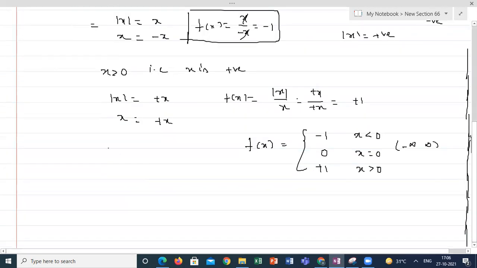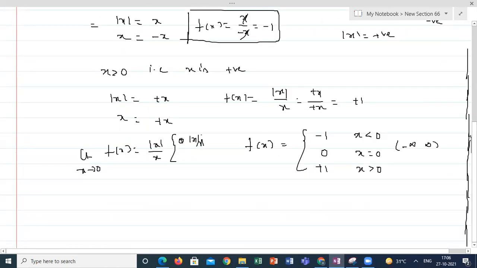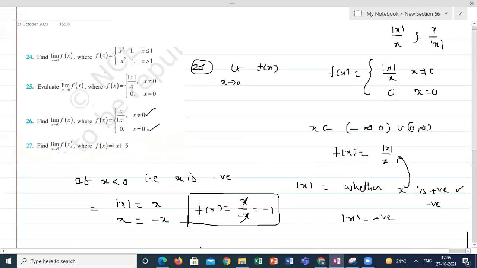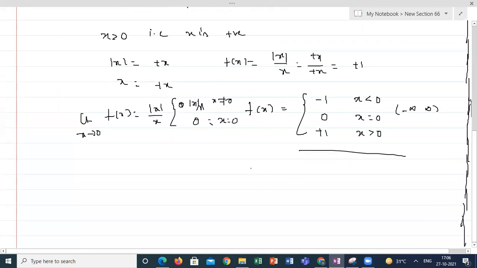So wherever you are getting f of x is equal to mod x by x and limit x tends to 0, they will say it like this: mod x by x for x not equal to 0, and 0 when x is equal to 0. When x is equal to 0, they mentioned 0. So this is a conversion of that function into a standard format. They are all constant functions.